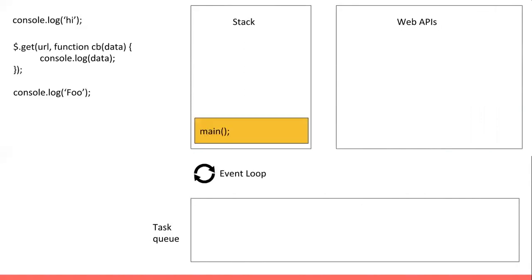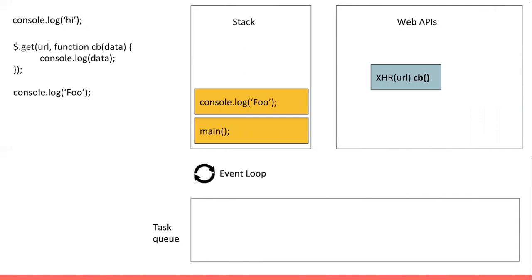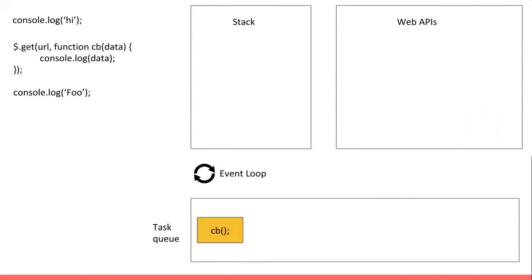So the main program kicks in, the console.log I is printed, and you have a get call, and it goes into the Web API for execution to retrieve whatever data we want from that URL, and the rest of the code gets executed. Foo is added. Once it is complete, the Web API passes that information to the callback function in the task queue. The event loop checks whether the stack is free, and the data is printed on your console.